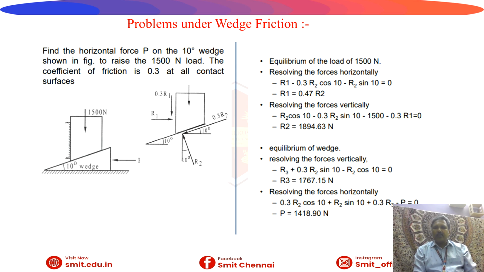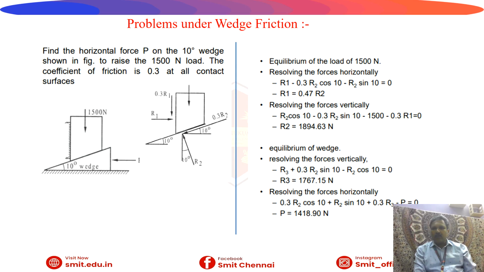Then for this wedge, in the same manner, automatically 0.3 R2 is acting over there, the frictional force. Then R2 is the normal reaction force at 10 degrees. Now we have to resolve the forces horizontally first of all. Now what will we get? R1 minus 0.3 R2 cos 10 minus R2 sin 10 degree equal to 0. Upon simplification, you will get R1 equal to 0.47 R2.